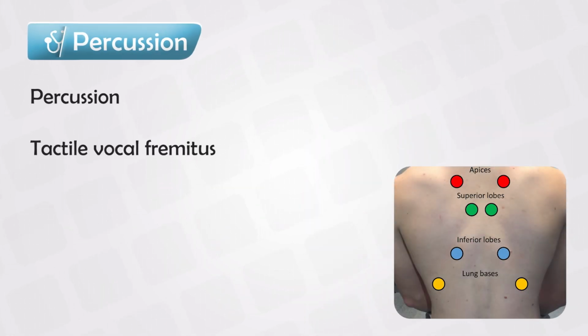The percussion should be done both anteriorly and posteriorly, and make sure you percuss in between the ribs, so in the intercostal space. You can also do the tactile vocal test by asking the patient to repeat the word E or say 99, and of course feeling the vibration on your hands.